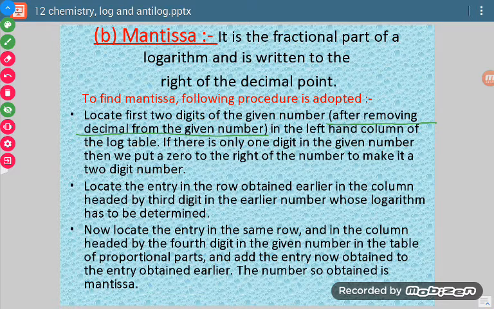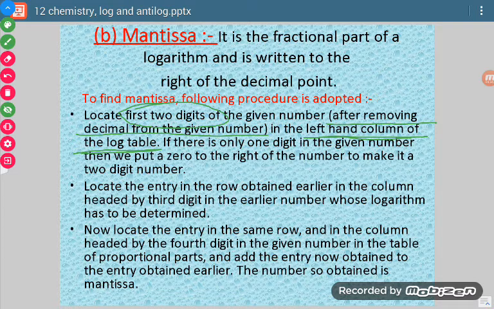Okay, now in our log table, what we have to do? We can check the values for 4 digits. Now whatever number we have obtained, the very first 2 digits, we will find the very first 2 digits, and we will locate those 2 digits in the log table. Where we will locate? On the left hand side.